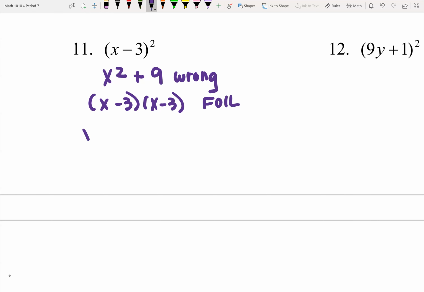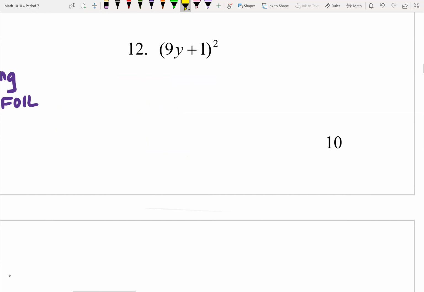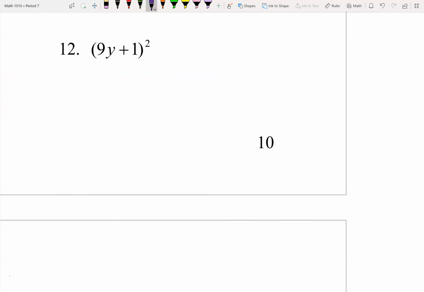So x times x is x to the second. Outside is a negative 3x. Inside is a negative 3x. A negative 3x and a negative 3x is a negative 6x. And then a negative 3 times a negative 3 is a positive 9. That's your answer, and you're done. Okay? Question 12. First step. Everybody shout it out. What do I do? Write it twice is what I want you to say. Expand it means multiply it.